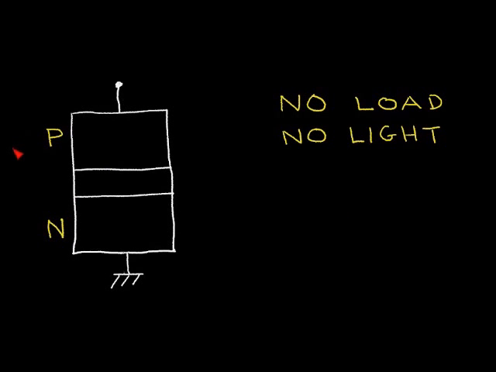Here I have a p-n junction diode. This diode has no load and no light shining on it. And what happens here is I get two currents. I get a current in this direction that's called a diffusion current. And at the same time, I get a current flowing in this direction that's called a drift current. So let's consider how this could possibly happen.